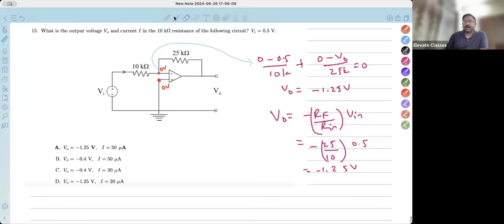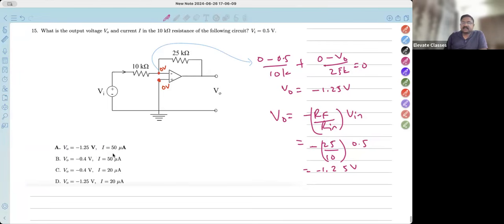Whichever method you use, I told you in op-amp, if you forget anything, no problem, use nodal. कोई भी फॉर्मूला आप भूल जाते हो, नोडल अप्लाई करो, you will get the answer for sure. 100% आपको आंसर मिलने वाला है अगर आप नोडल अप्लाई करोगे. ठीक है, ये minus 1.25 volts हो गया. So option A और option D is correct.